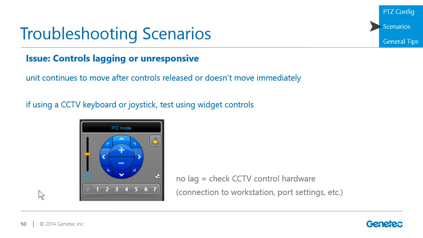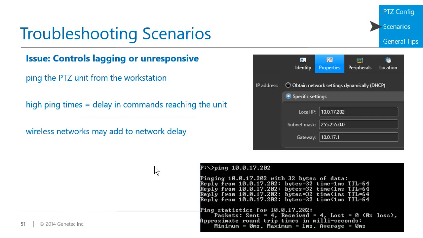If you're using an analog keyboard or joystick, there also might be some delay there, so the first thing to test is see if the delayed response is present when using the on-screen controls. Now, there's a couple of ways of testing the latency, the easiest being a ping test between the workstation and the PTZ unit. You can find out the IP address of the unit from the Properties tab of the video unit entity itself in the Config tool.